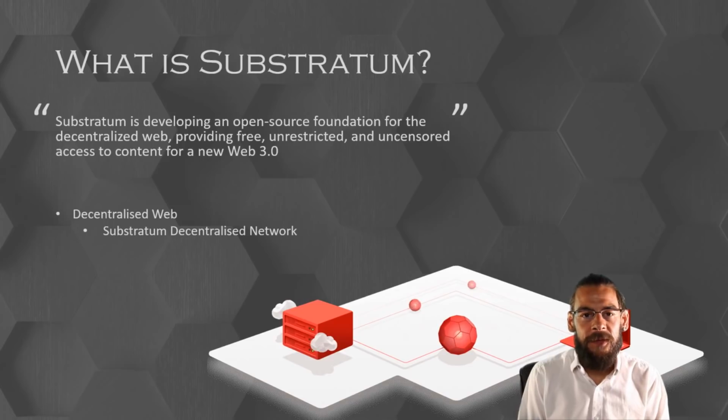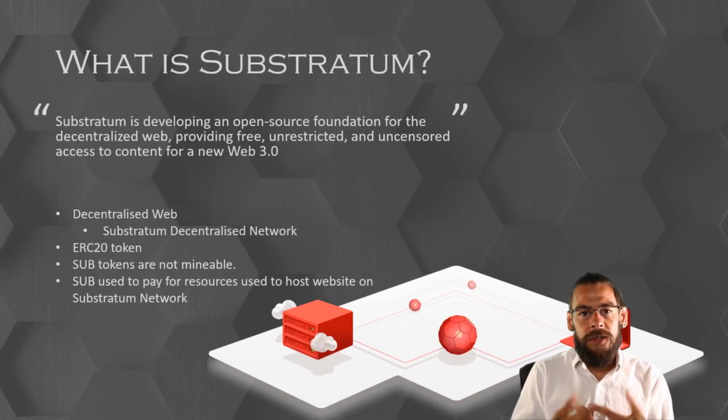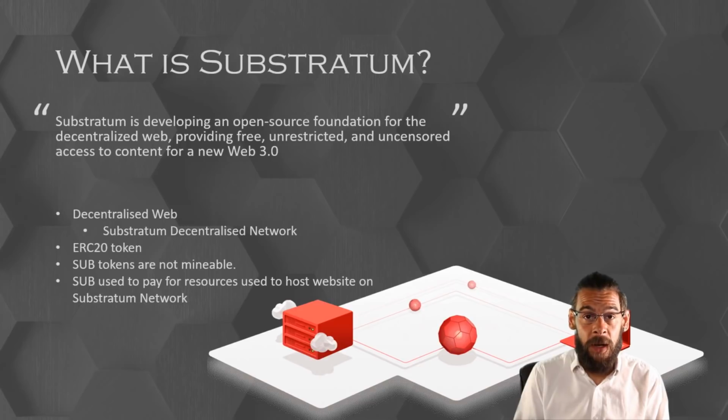Okay, so Substratum's aim is to create a decentralized web. So rather than being a distributed ledger technology or a blockchain, it's a decentralized network. As such, they use ERC20 tokens for their tokenomics and sending money backwards and forwards and utilizing the network. The SUB tokens are not mineable. There is a finite number. So the SUB token is used to pay for resources to host on the network. So should a company or a website want to host on the Substratum network, they have to pay for the resources used in Substratum. This gives the token its value.